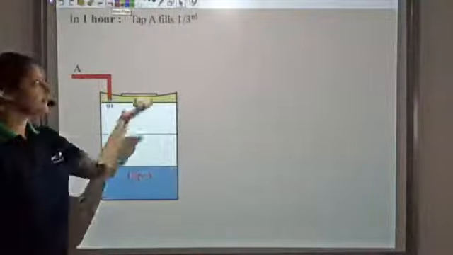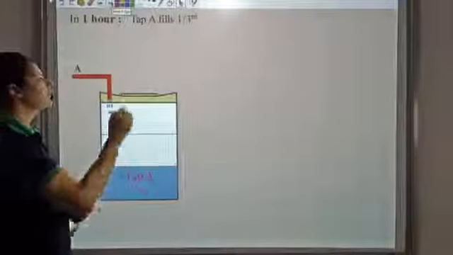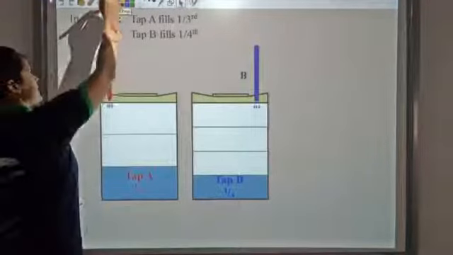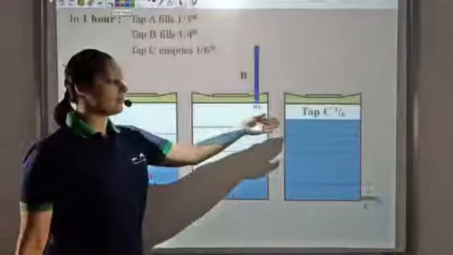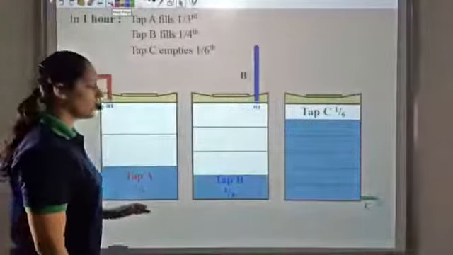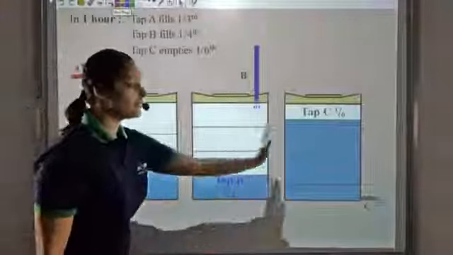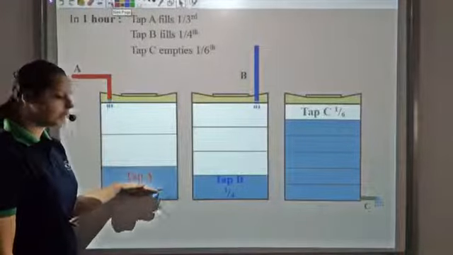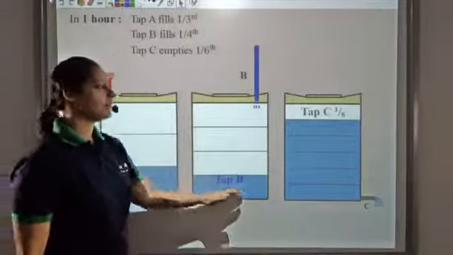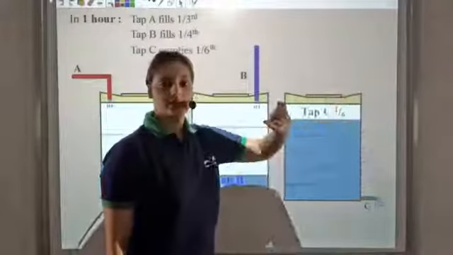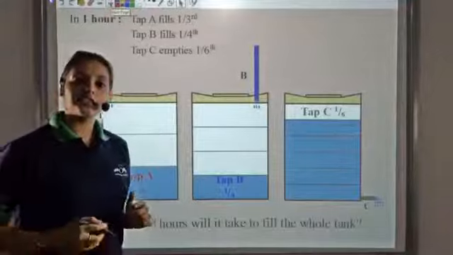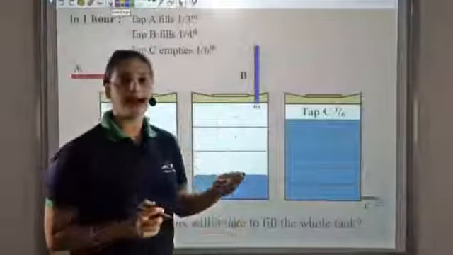So in 1 hour, tap A fills 1/3, tap B fills 1/4, and let's say there's tap C also, which is emptying 1/6. So now I'm looking at a case where all these 3 taps are open together simultaneously. Tap A is filling 1/3, tap B is filling 1/4, and tap C is emptying 1/6. So now if these taps are open together, how many hours will it take to fill the tank completely?